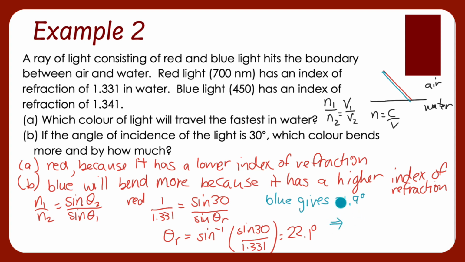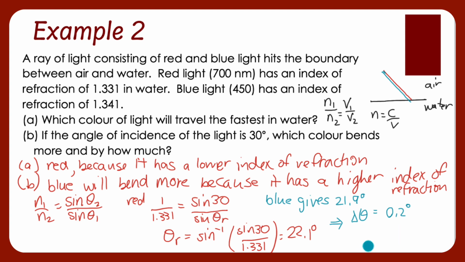Now you might say, oh, but wait, you said blue will bend more and its number is smaller. Well, remember they started at 30 degrees. So this one has bent just under 8 degrees and this one has bent more than 8 degrees. So that's not a conflict with what I said before. The change in theta between the two is going to be 0.02 degrees.